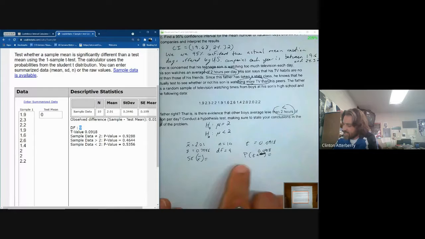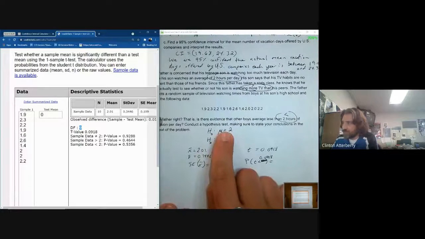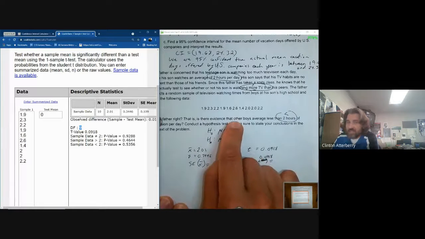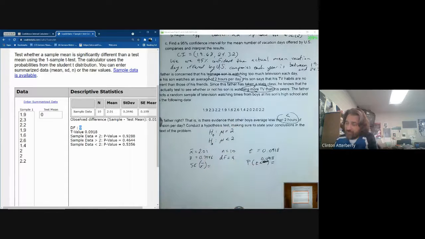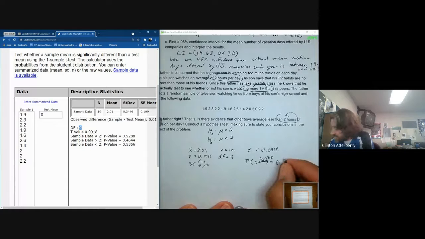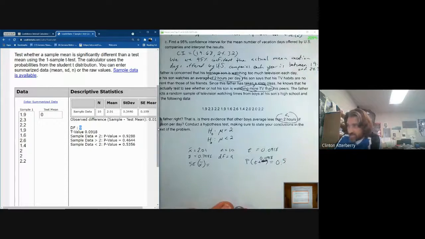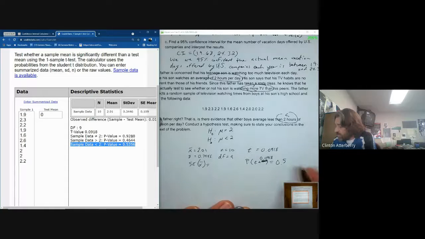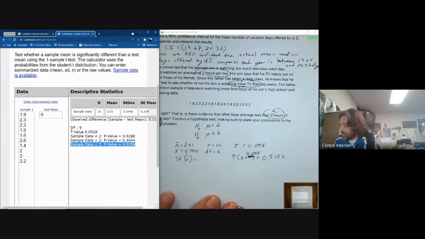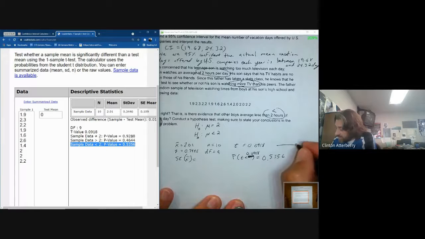So the probability: if this was true, if all the boys watch TV on average 2 hours a day, and we got results like that, that should happen about 53% of the time, roughly. That's the prediction from the stats. For the p-value less than 2, we're looking at this number here. We're going to ignore those top 2 numbers, because that's for other scenarios. 0.5356.